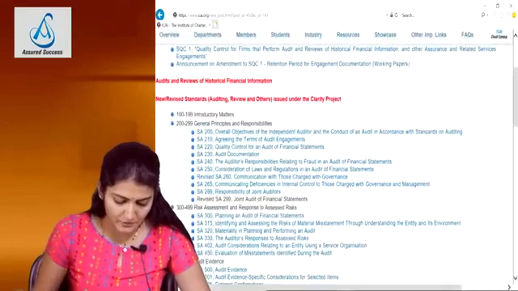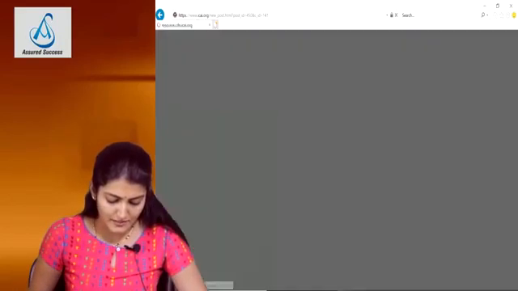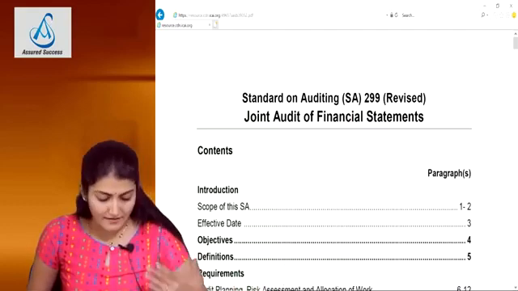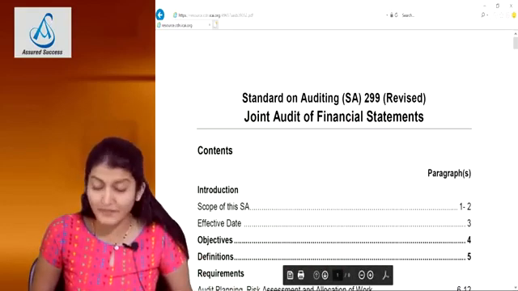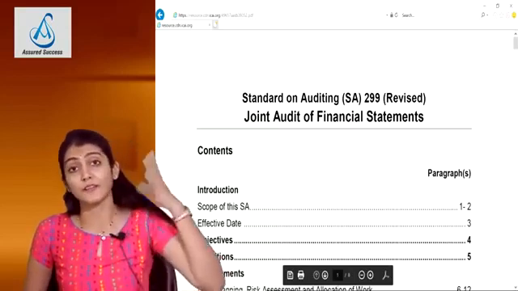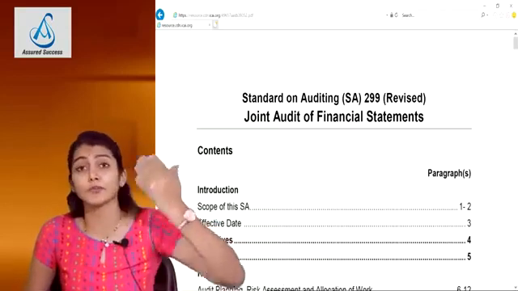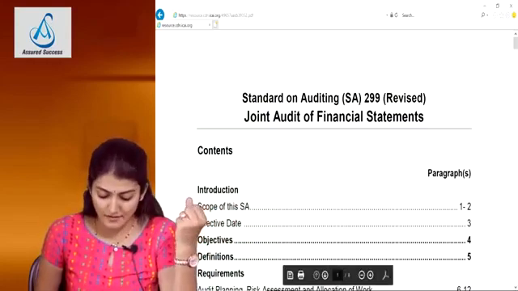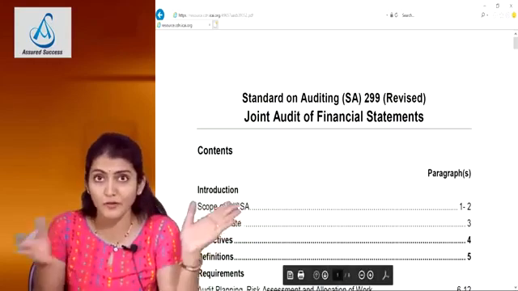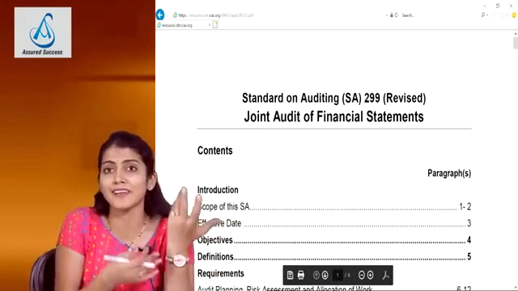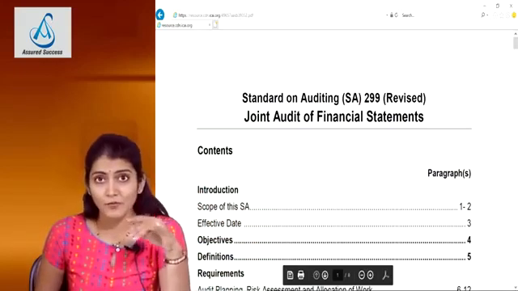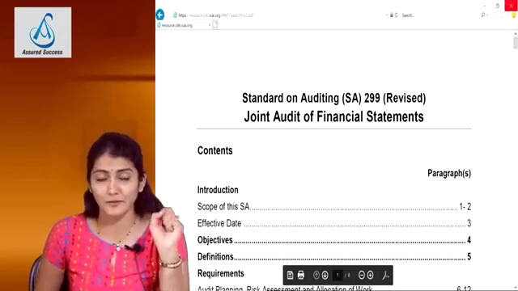Everybody, did you notice that? Revised SA 299, Joint Audit of Financial Statements. And it's just an 8-page standard, very small, because generally the text of these standards runs into 30-40 pages also. So relatively a very small standard, and this is the reference from where you can get the text of the SA. I'll be teaching the standard right now from this particular text of the SA only.